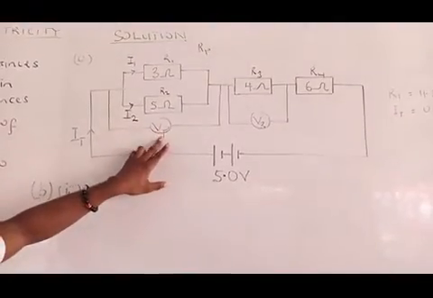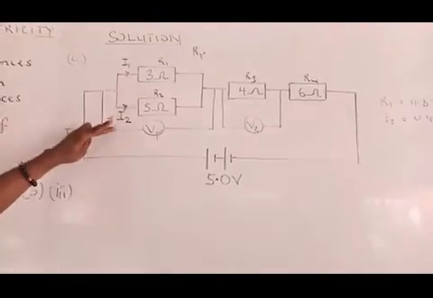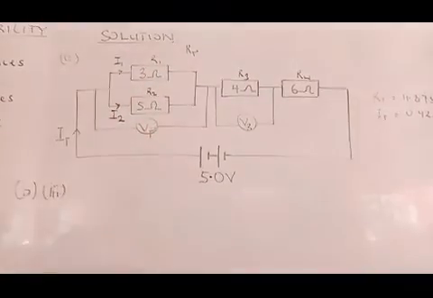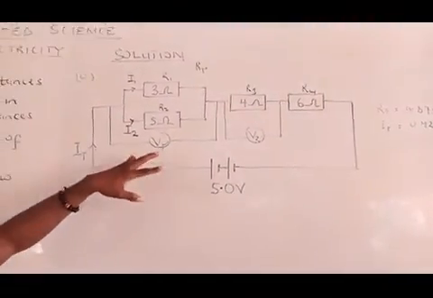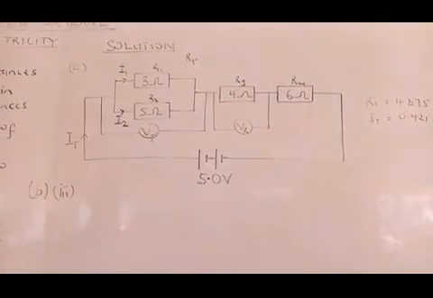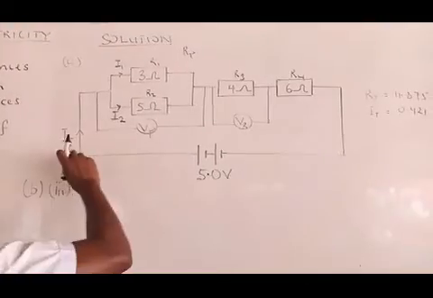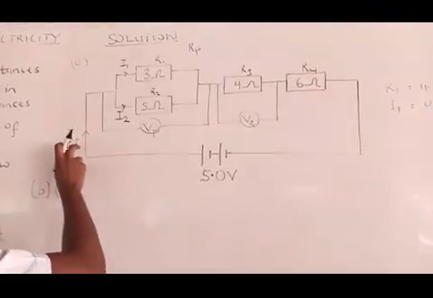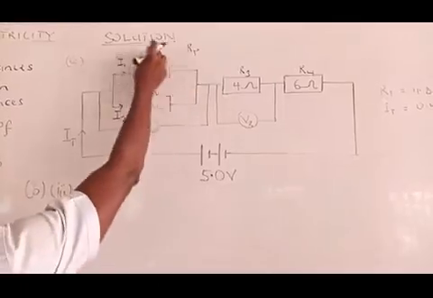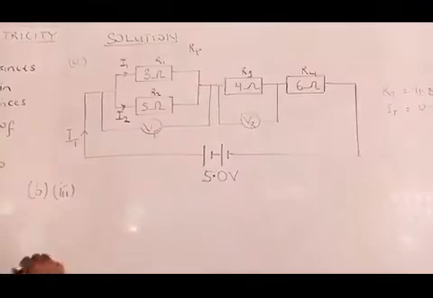So once you get VP, your VP will help you to determine the value of I1 and I2. For you to find I1, it will just be the VP divided by R1. Your I2 will also be equal to the VP divided by R2. So we're going to look for the VP first. We say voltage is current times resistance. The current that is coming here is the IT, and the total resistance here is RP. So if you are looking at the voltage across this parallel connection, it will be the IT times the RP.